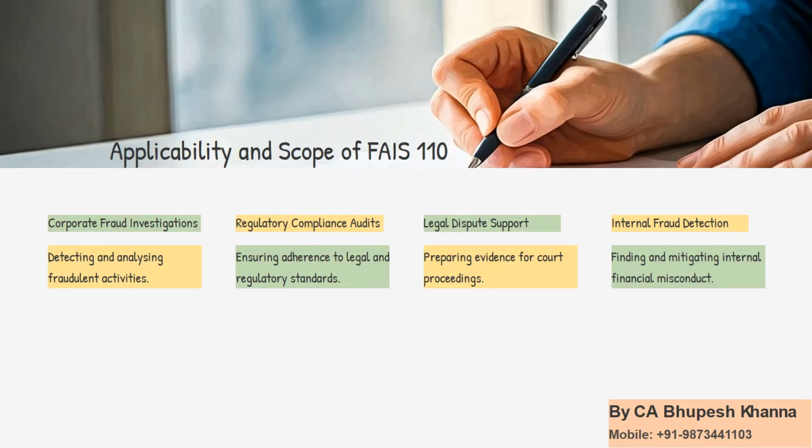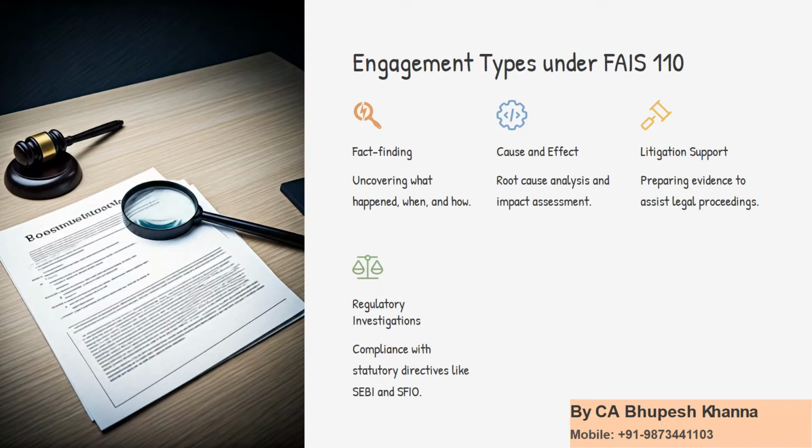Next topic is engagement types. FAIS 110 recognizes that forensic engagements may take various forms. Fact-finding investigations, identifying what happened, when, and how. Cause and effect investigations, understanding root causes and consequences. Litigation support, preparing evidence for legal proceedings. Regulatory investigations, complying with a statutory directive, e.g., SFIO, SEBI, ED.